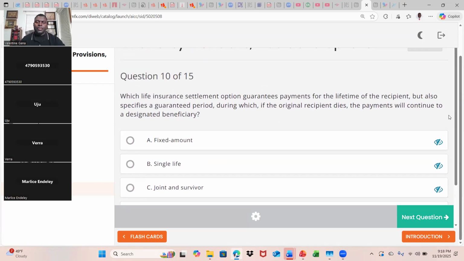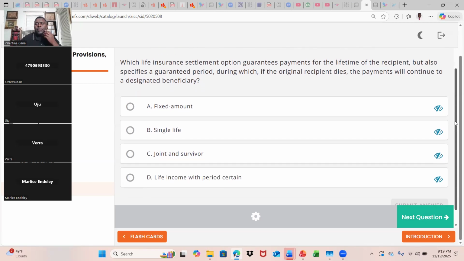Vera, you want to read this one? Which life insurance settlement option guarantees payment for the lifetime of the recipient, but also specifies a guaranteed period during which, if the original recipient dies, the payments will continue to a designated beneficiary? C. Life income. I go with C.